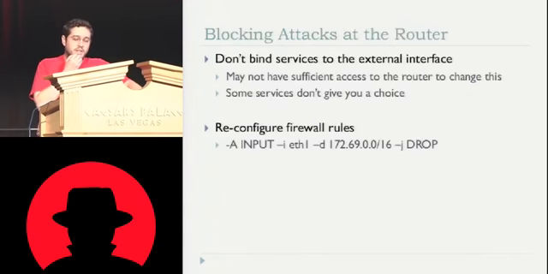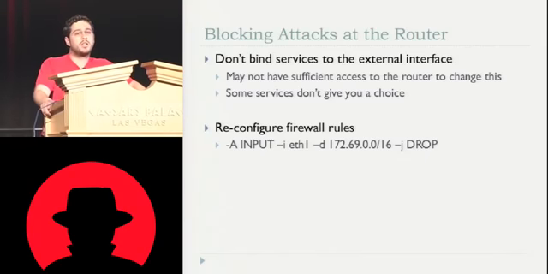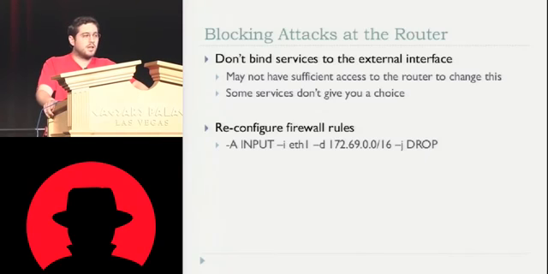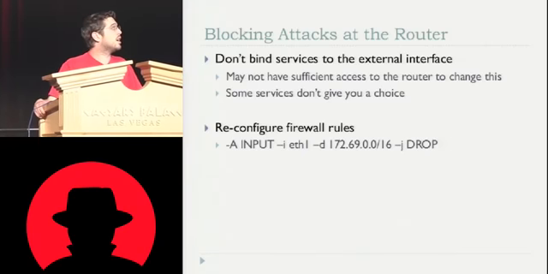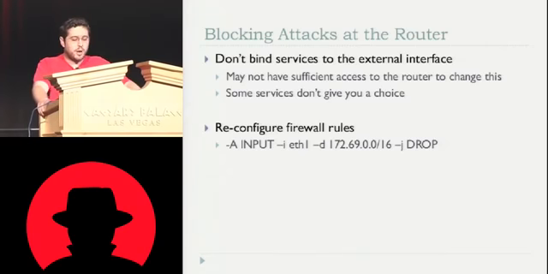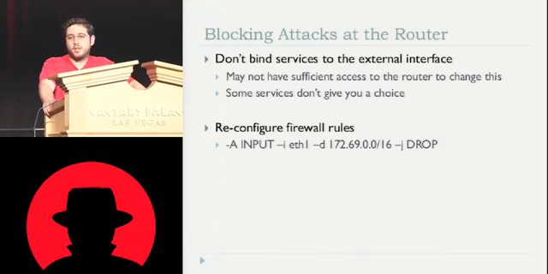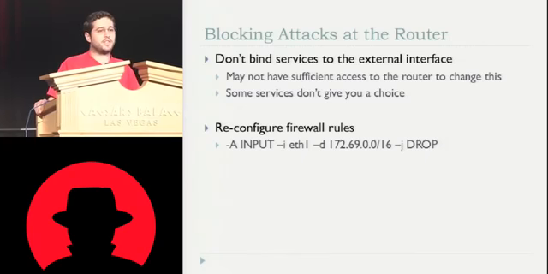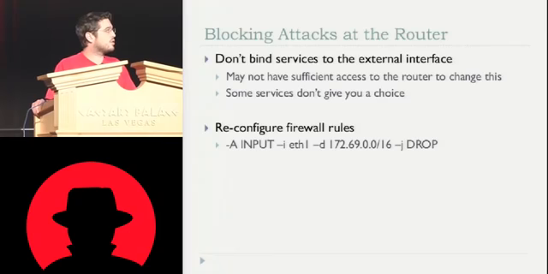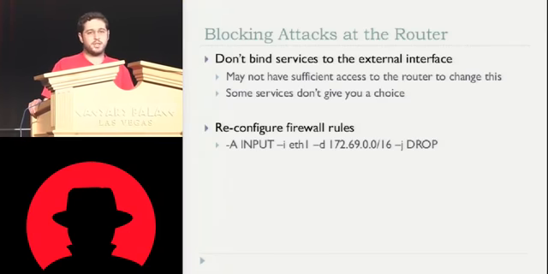So if you want to block the attack of the router, you can potentially tell the router services to bind to specific interfaces. Not all routers let you do this, and most people will not have the technical skill or the access to the router in order to do this. So it's probably not the best option, but if you can do it, that's really the best way to do it. You can also reconfigure the firewall rules, and these are, again, IP tables rules. It basically says, okay, my internal interface is ETH1. If someone on ETH1 tries to go to my public IP, drop it.